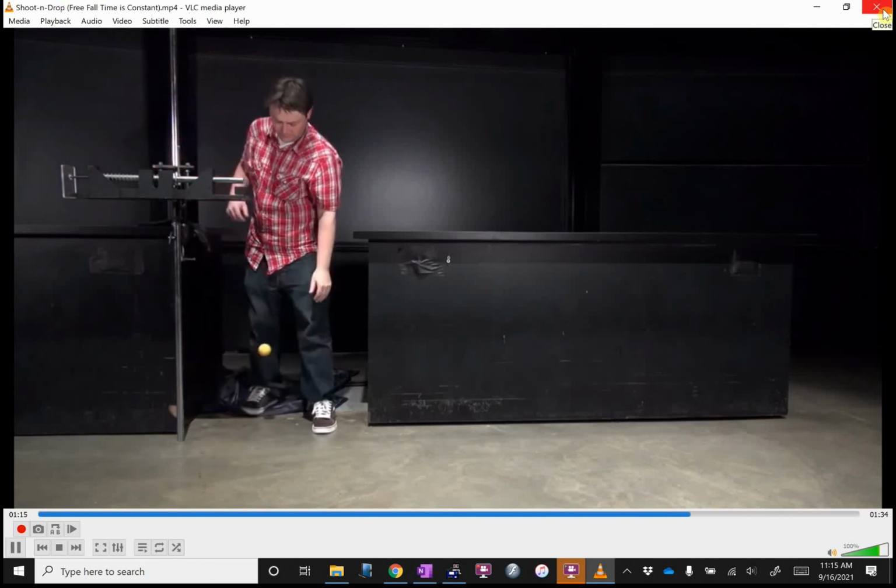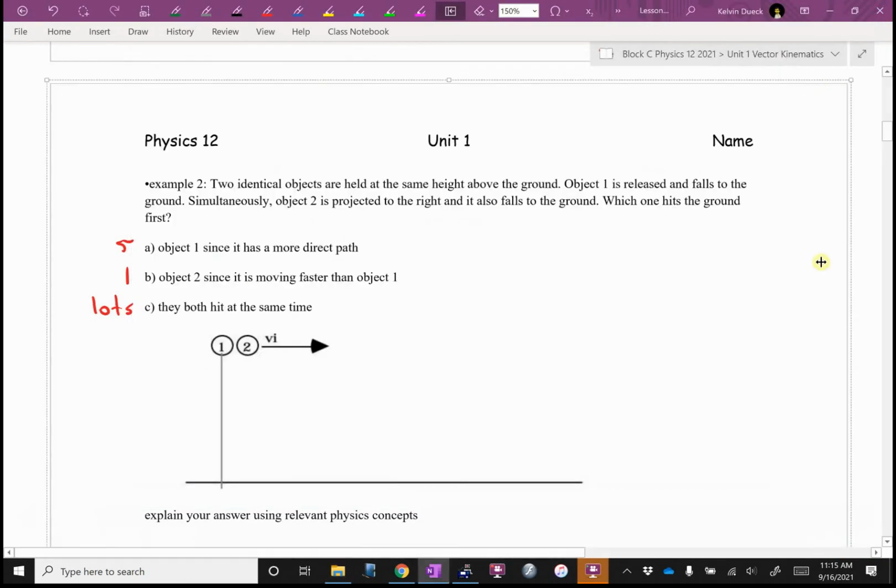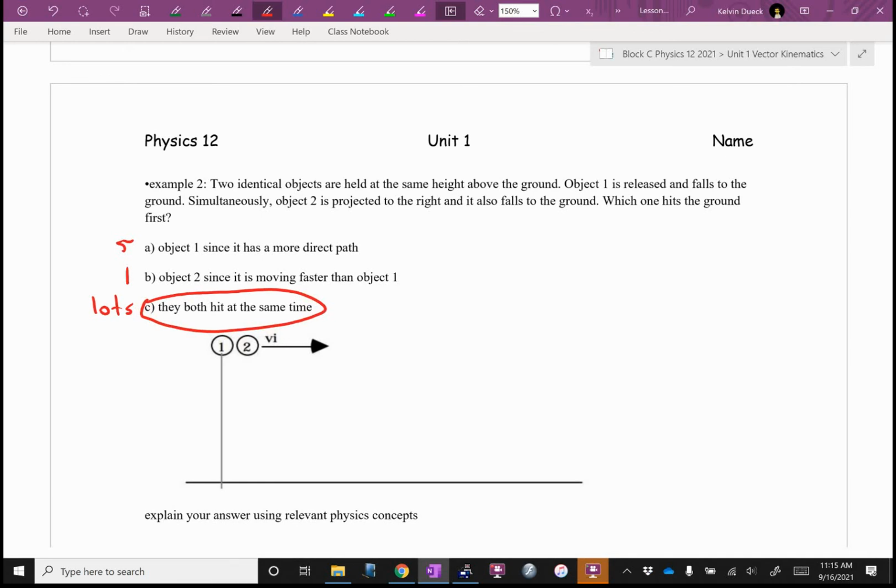What's the correct answer? That's not the real question. Here's the real question. Why? Okay, what are the forces acting on them once they leave the gun? Gravity, but they both have the same acceleration. So they both have the same vertical acceleration, and they both travel the same vertical distance, and they both had an initial vertical velocity of 0.